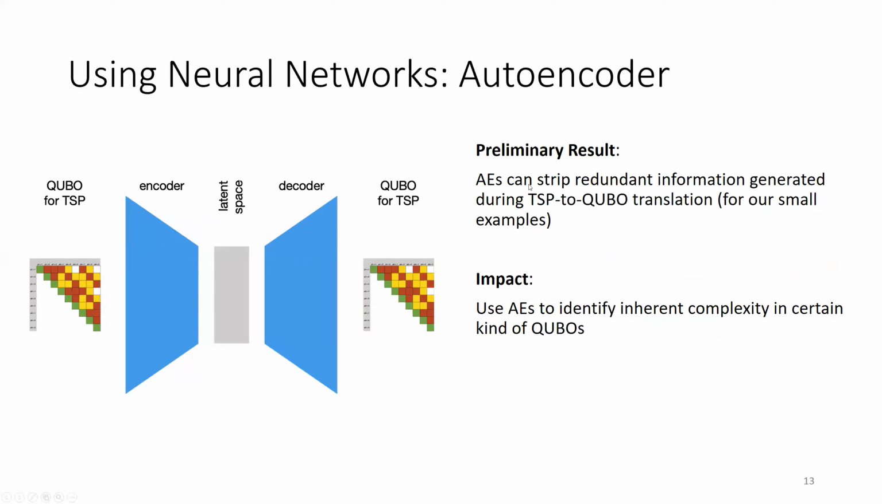So the autoencoders can strip redundant information out of this QUBO, and this redundant information is generated during the TSP to QUBO translation, at least for example. And the impact is quite nice. If we know what redundant information is and what is important information, then we can use autoencoders to identify some inherent complexity in certain kinds of QUBOs. So if the autoencoder is not able to reconstruct it, then it is too hard for the system, let's say.